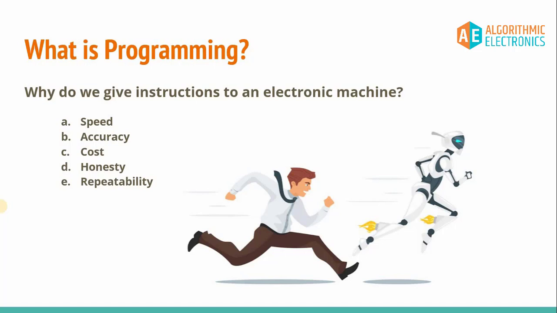And repeatability is the same thing. As I said, machines can repeat their actions over a period of time. So whatever task they are doing today and tomorrow, and even after 10 years, 20 years, will be the same. But this is not the case with human beings. Now with this discussion, we have understood what programming is, why we are doing programming, and why we are giving instructions to an electronic machine.